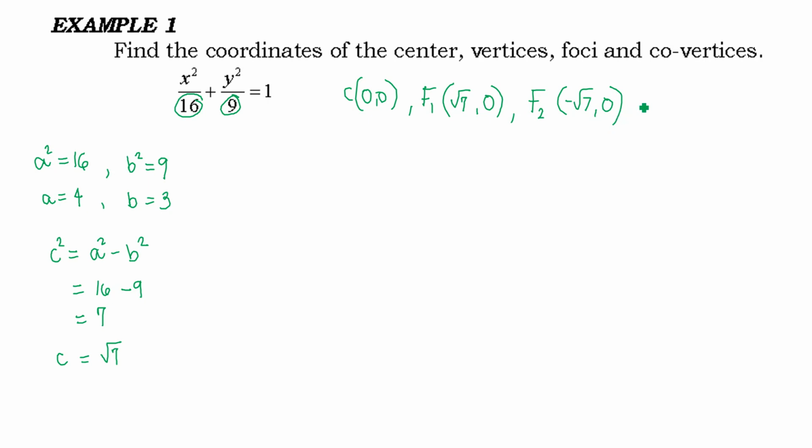Then, our vertices, we have, since our a is equal to 4, then we could have, let's say, a.